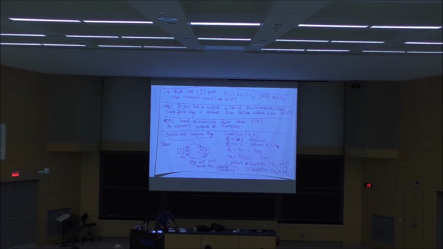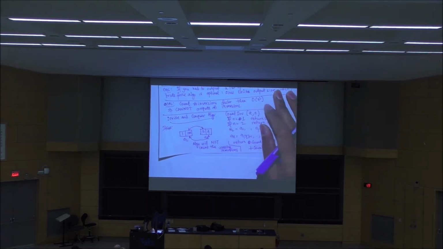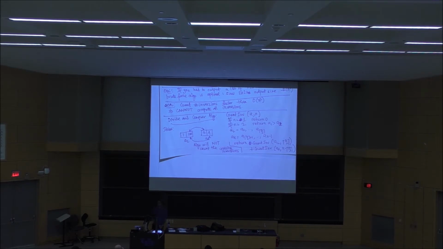So let's see. In fact, this could go horribly wrong, right? It could be the case that your input is such that all the inversions are crossing inversions. So your algorithm could do all of these things recursively and return a zero, whereas there could be a bunch of inversions, even up to omega n squared inversions. So this algorithm, not only is it wrong, it can be nowhere close to the actual optimal value either.